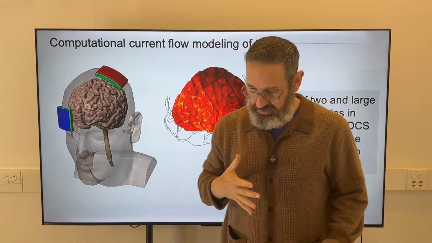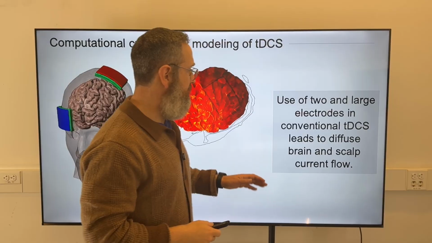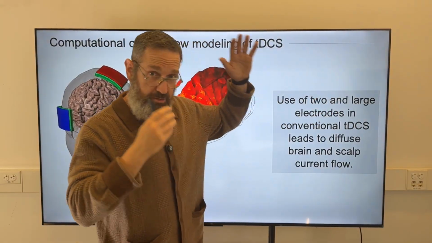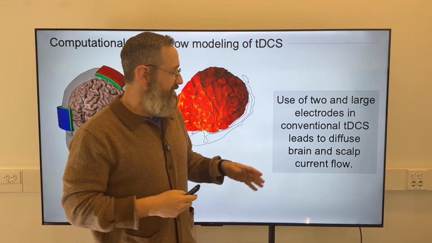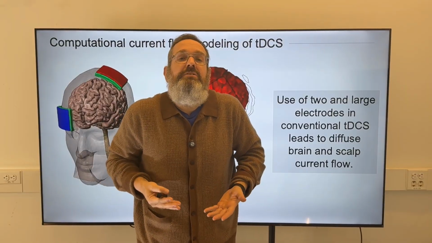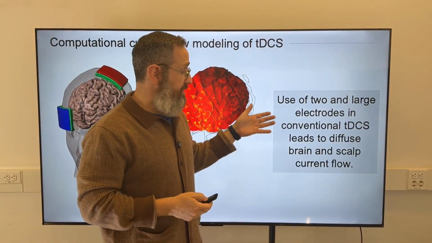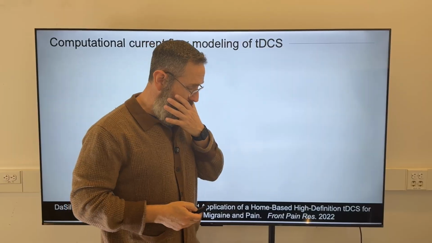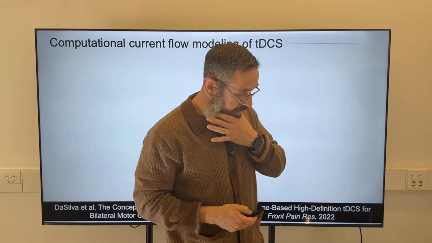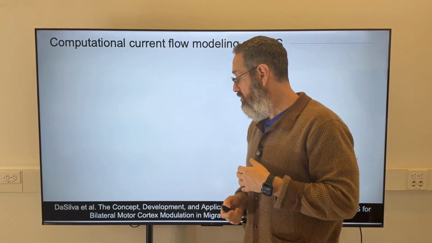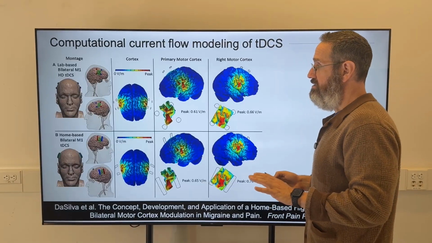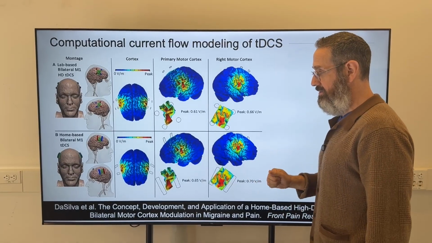And so what we can tell from this approach is that we have two large electrodes placed across the head, and as a result of the fact that we have two large electrodes, we're going to have diffuse current flow everywhere. Working with colleagues like Alex De Silva, we thought, well, maybe there's another way to position electrodes on the head.